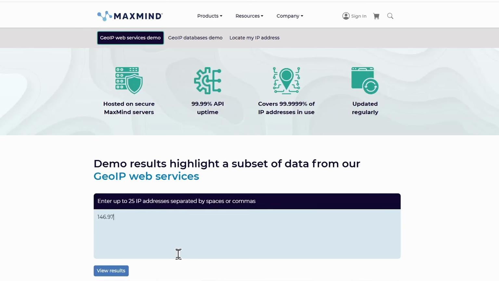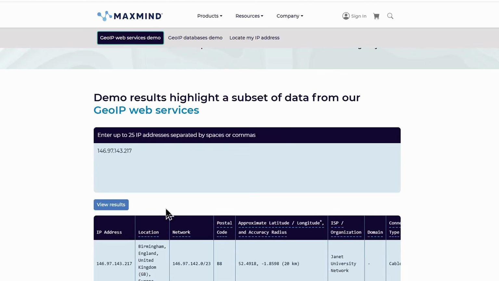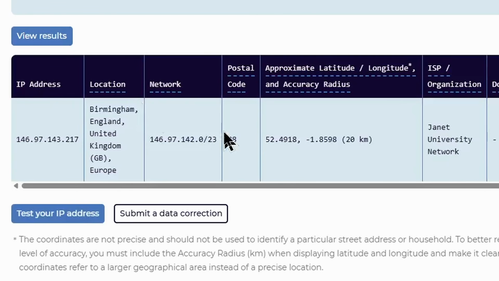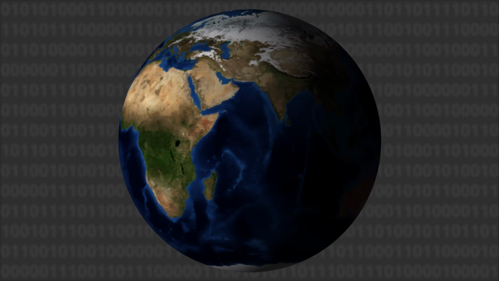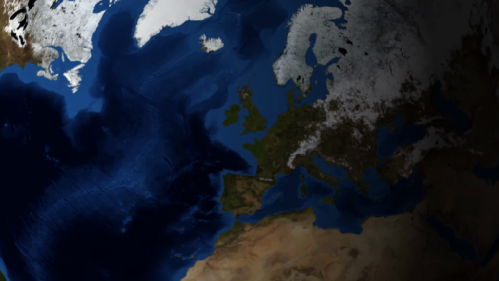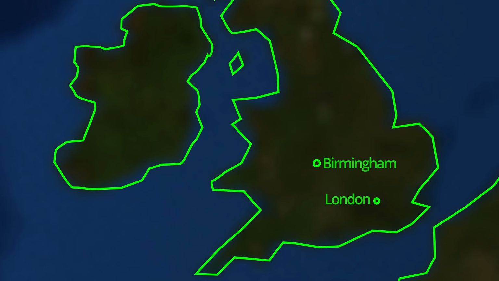So we had that Traceroute, and I said that one of the addresses was a Janet address, and it was 146.97.143.217. And that's saying it's part of Janet, the Joint Academic Network in the UK, but Janet has registered itself in Birmingham. This thinks it's in Birmingham, and it thinks it's within a radius of 20 kilometres, but actually, there's no way this traffic is routed through Birmingham. It's just not happening. That's where that organisation happens to be.